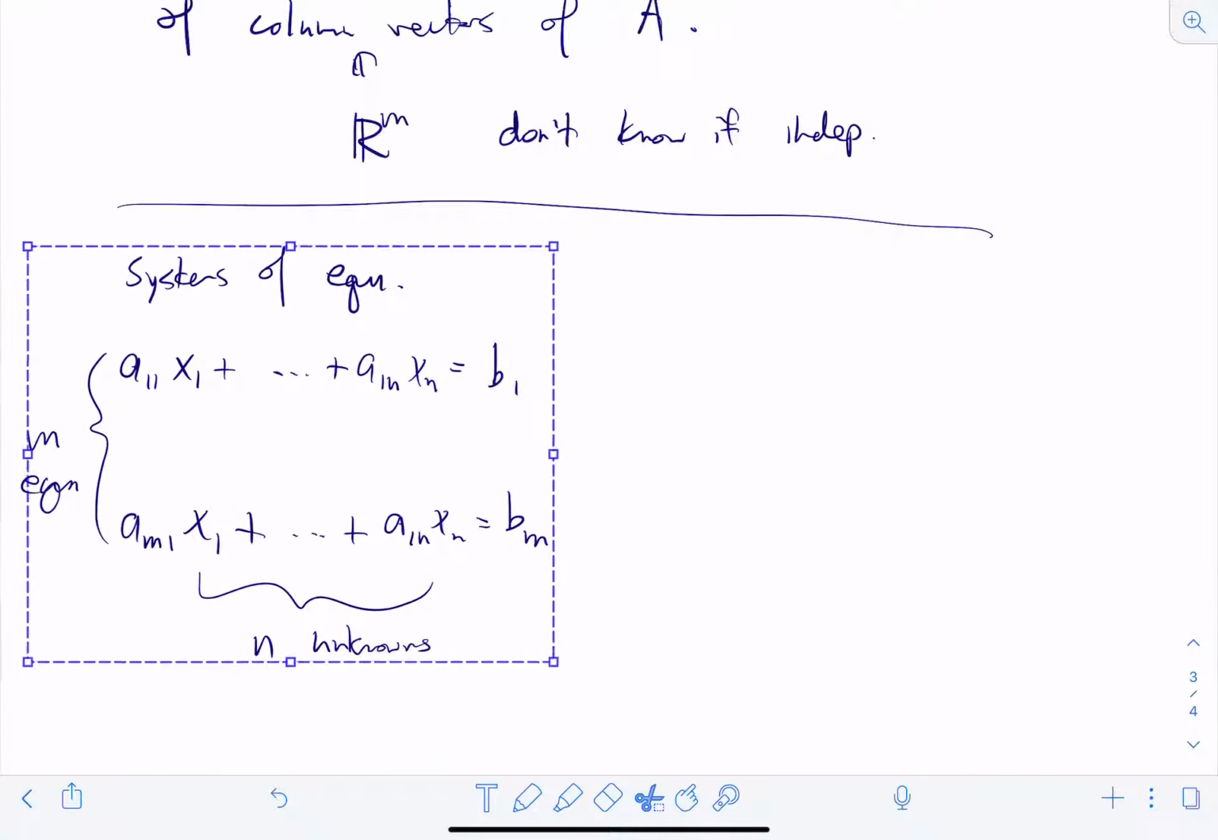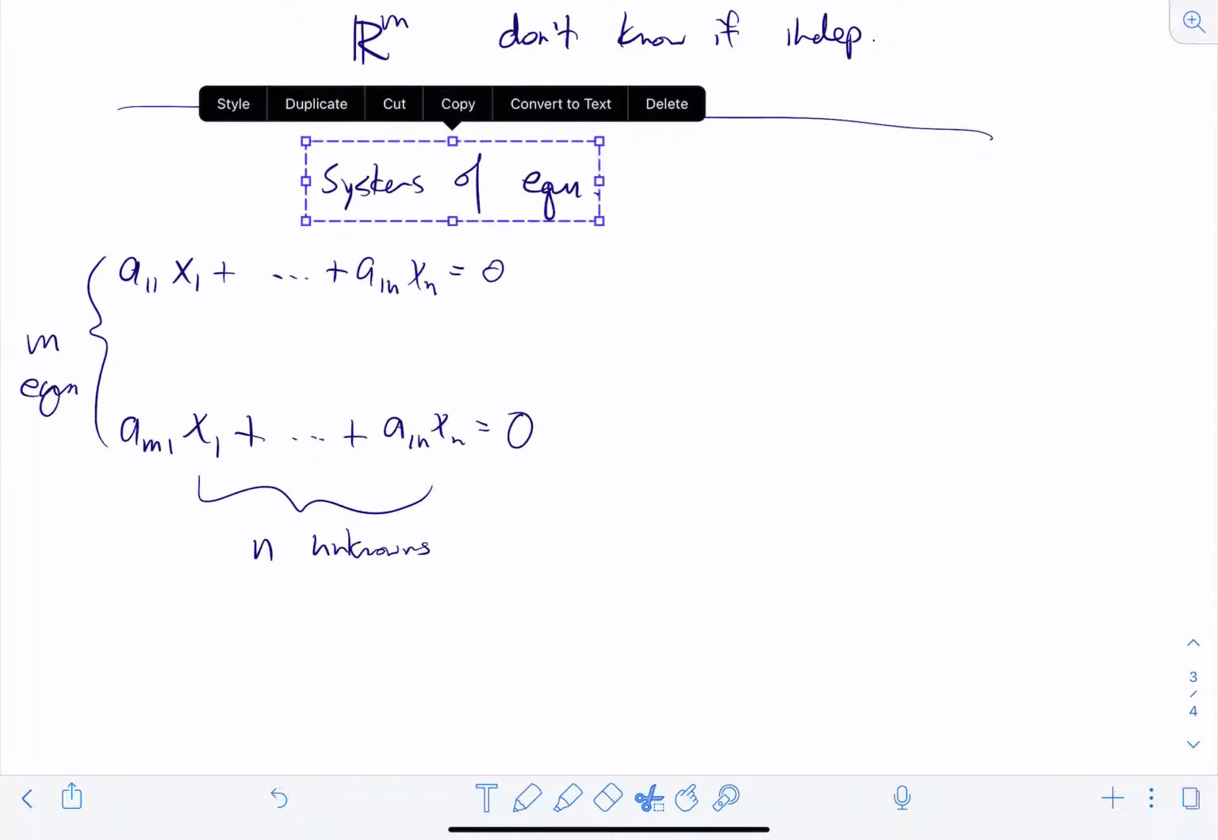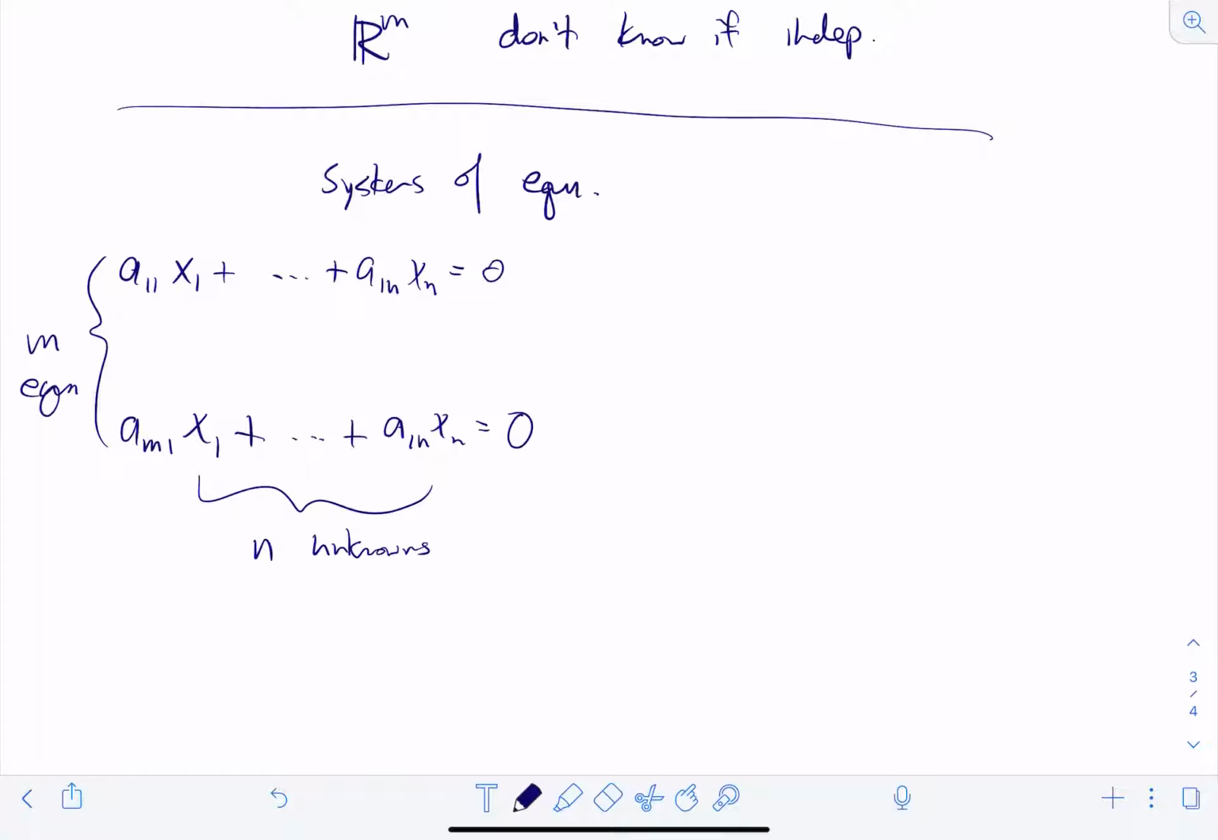But this time, let's look and see what happens if you don't let each of these be a set of arbitrary constants, but you make all of these guys equal to 0. Okay? Then as we know, when that situation happens, your system of equations is no longer just a regular system. We call it a homogeneous system.